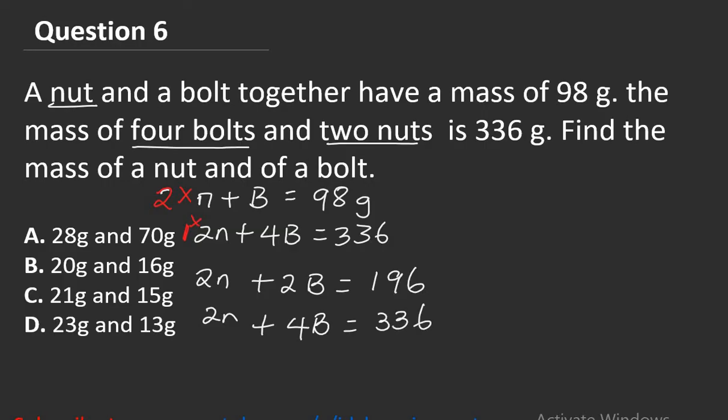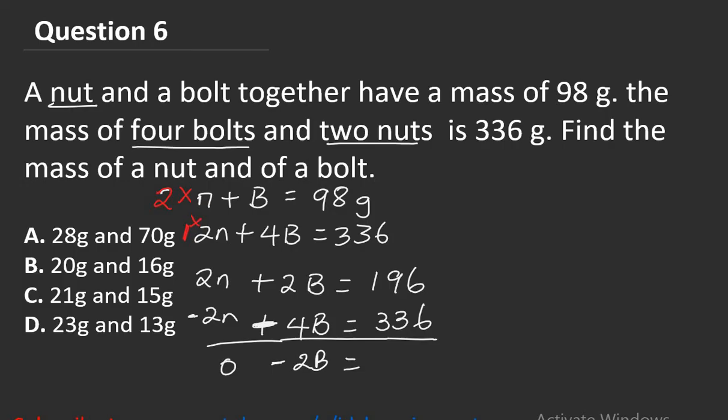Alright, if I add up 2n plus 2n, it won't give me 0. I can't eliminate it that way. So I need to multiply the whole of equation 1 by minus so that I can eliminate one of the variables, which is the goal. 2n minus 2n now is 0. 2b minus 4b, this becomes minus now because I'm multiplying the plus by minus. 2b minus 4b will give me minus 2b.